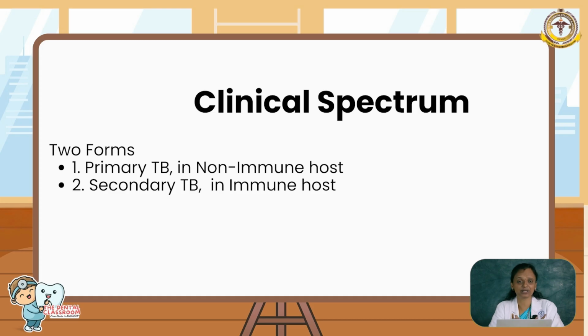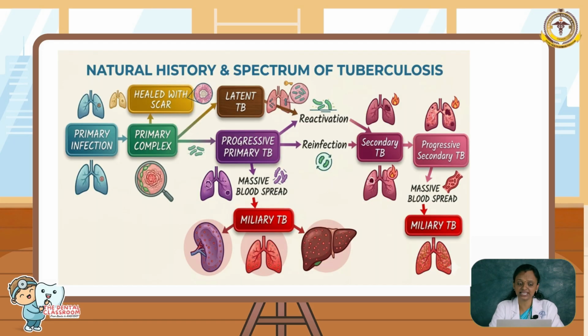Primary TB, as the name itself suggests, occurs in a host who is non-immune, that means he has not been exposed to the bacilli previously. Whereas in secondary TB, the host is immune to the bacilli previously, or has been sensitized to the TB infection previously. So if infection occurs in that case, that is secondary TB. And miliary TB is a specialized entity which we'll discuss in the next slide, where we'll have an entire focus on it.